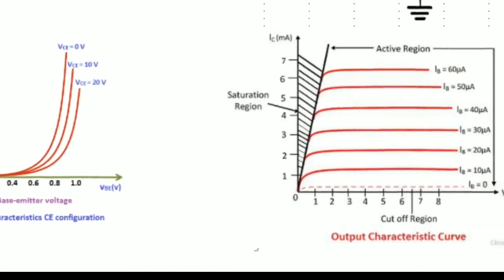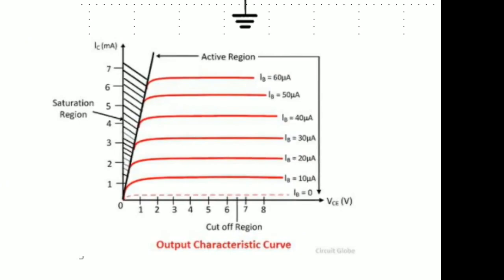Now consider the output characteristics. Let us move on to the output characteristics. Here the procedure is to vary the collector emitter voltage VCE and note down the output current, that is the collector current, by keeping IB, the base current, constant. So that is very important. In this we have discussed the cutoff region, saturation region and active region.